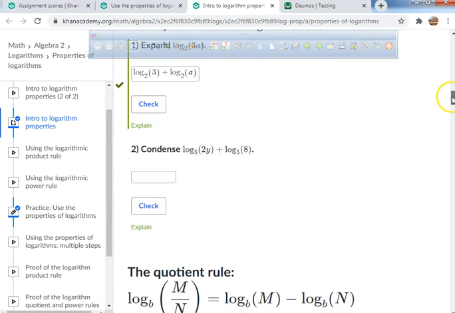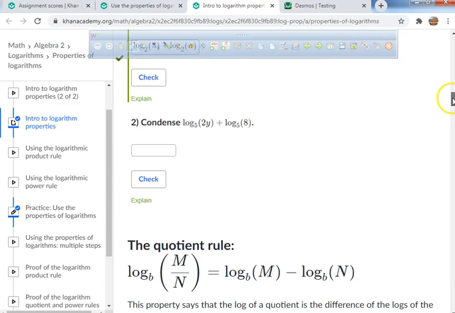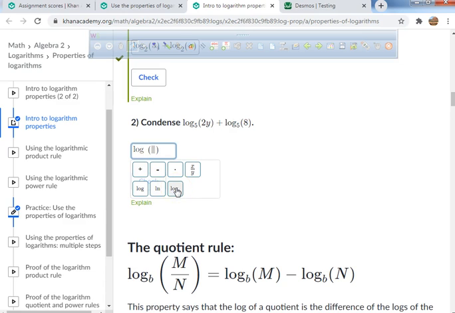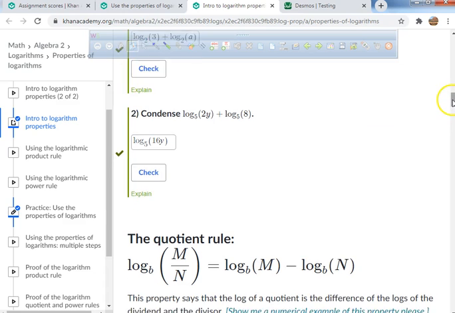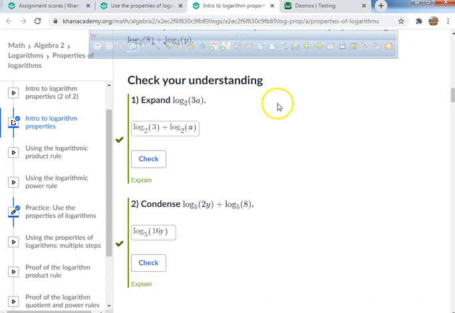And if I wanted to condense this, I can multiply 2y times 8, which is 16y. So I could condense this because they have the same base. That's a base 5. That's a base 5. I would write log base 5, and then I just do 2y times 8, and I get a total of 16y. And I'm done. Okay, so that's called the product rule. You can either expand or you can condense using the product rule.